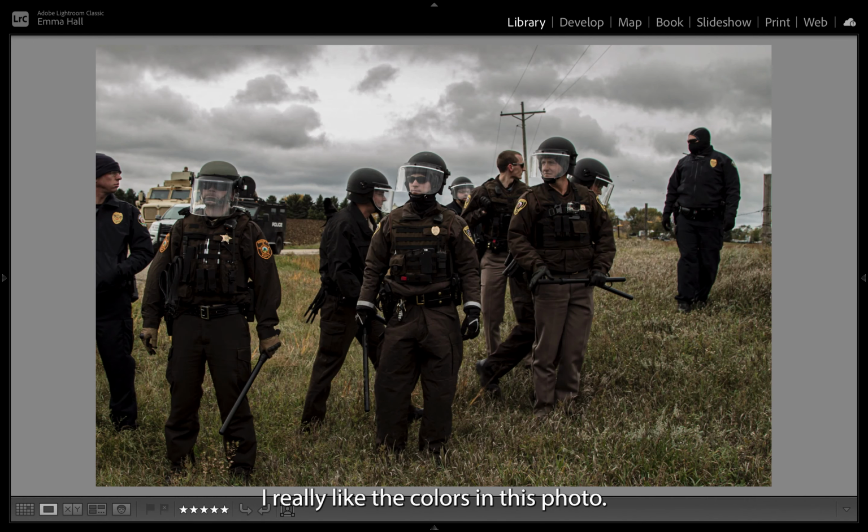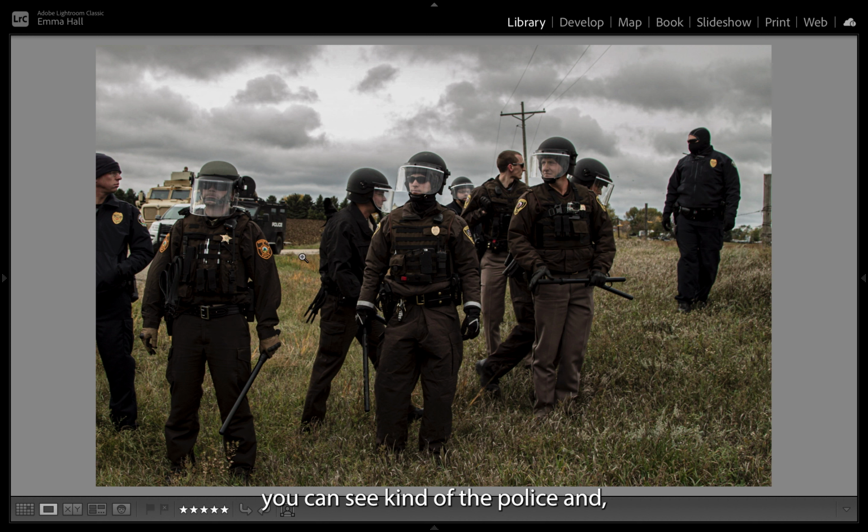So for this one, I really like the colors in this photo. I really like the positioning. As you can see, we go from here, here, here, here. It's kind of like this wavy line, and it just draws you down this hill. I like the green grass. I like the muted tones of this day because it was really rainy and cold.